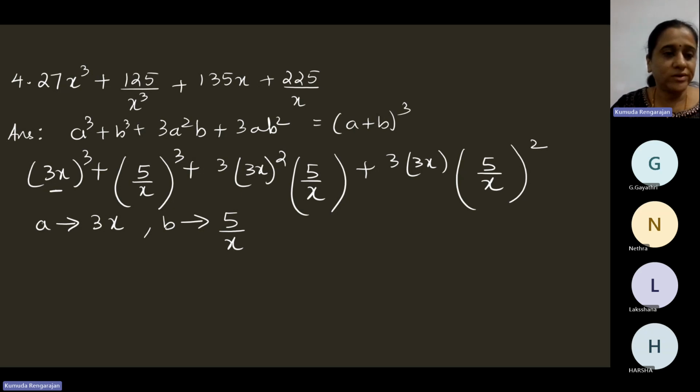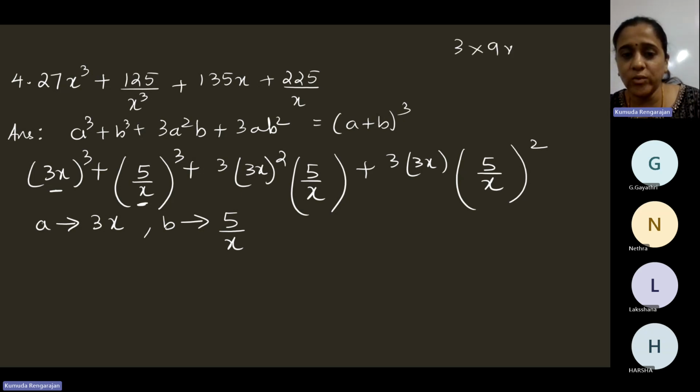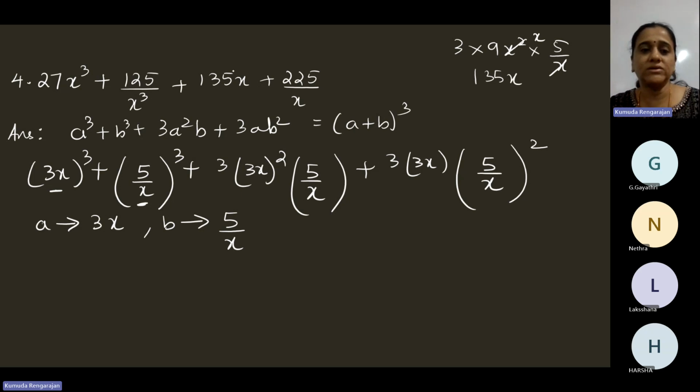So this one is 27x cubed. This one is 125 by x cubed. And this one, let's work this. So it is 3 into 9x squared into 5 by x, correct? So what happens? x and x cancels. So 5 threes are 15, 15 nines are 135. 135x. Yeah, 135x. And then this one, 3 into 3x into 25 by x squared, right?